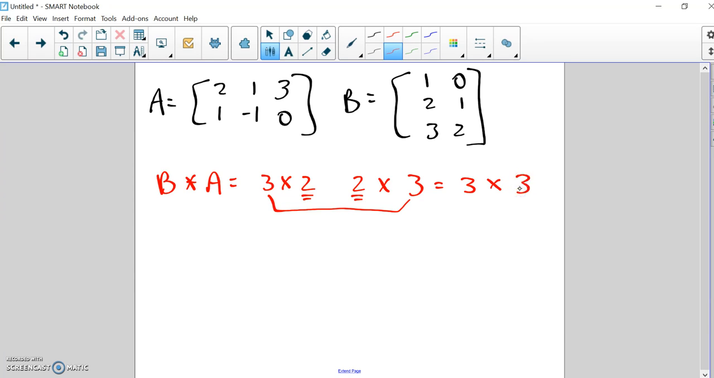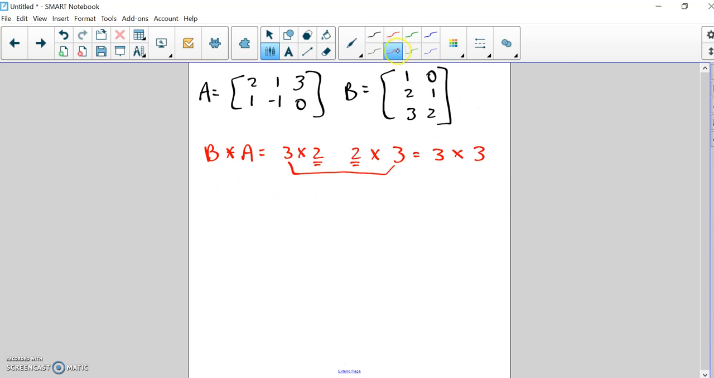Alright, so what I'm going to do here is, remember, when we're doing this, it goes across the first row, okay, and then down the first column of the matrix that you were multiplying by. Alright, so B times A. This one should be a little bit easier for us to have enough space to do. Okay, across, remember, we're going matrix B first, and then matrix A second.